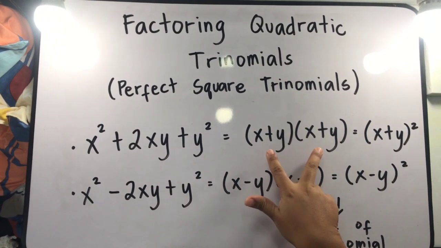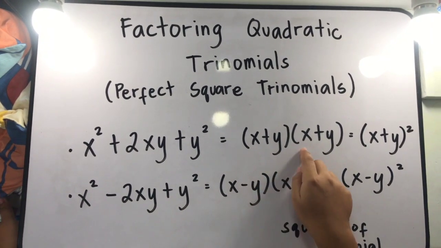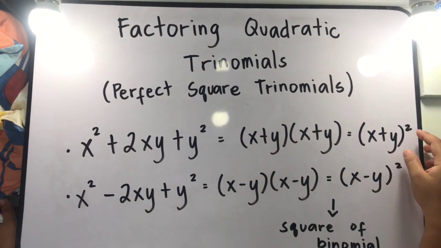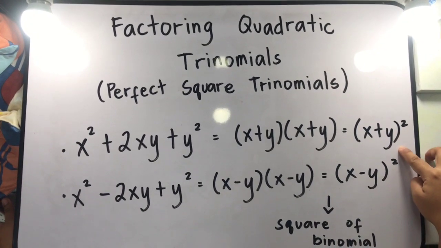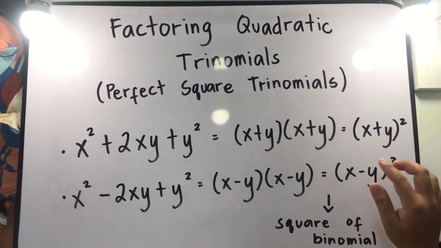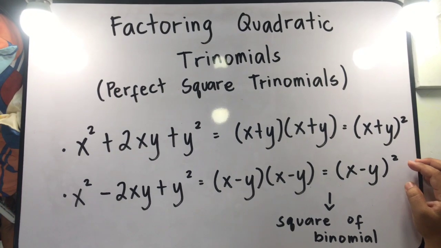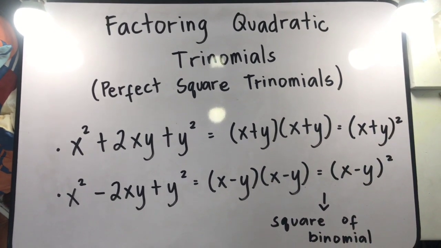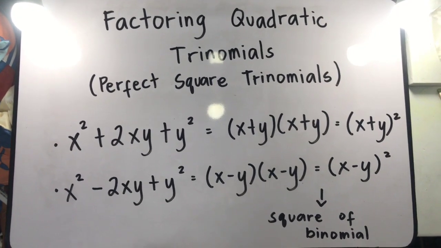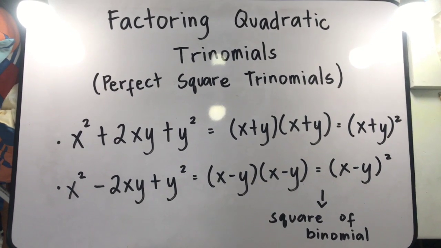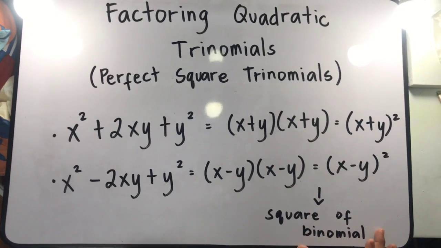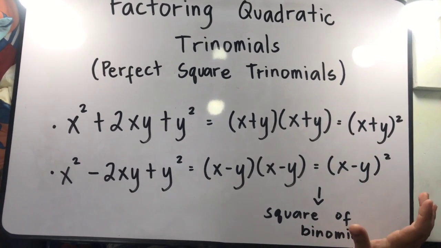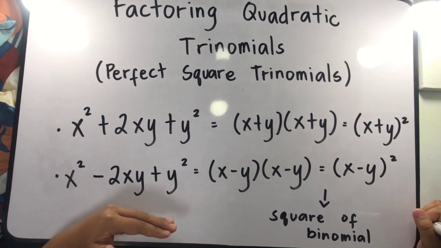Now, since they are exactly the same, you can also write the factors as this form: quantity of x plus y squared or quantity of x minus y squared. And ito, tinatawag to na square of binomial. So if you can still recall your special product, di ba? Yung square of binomial, yung product niya ay itong perfect square trinomial.